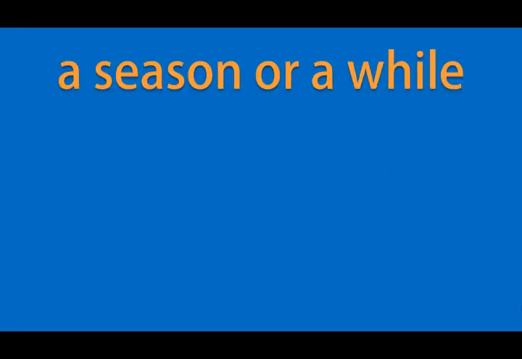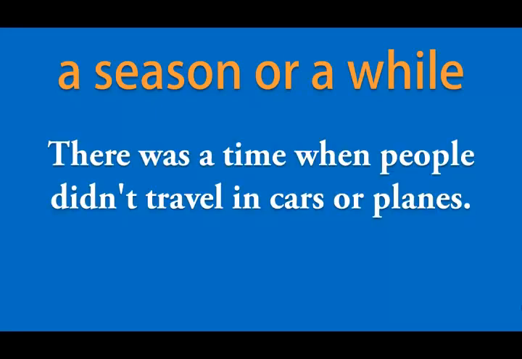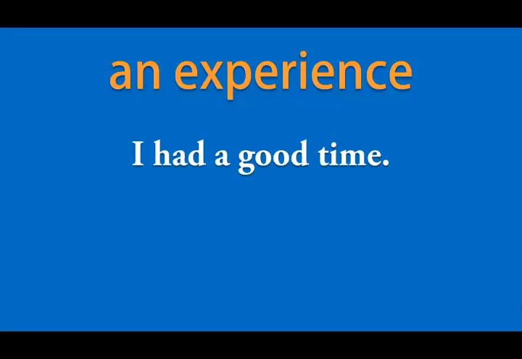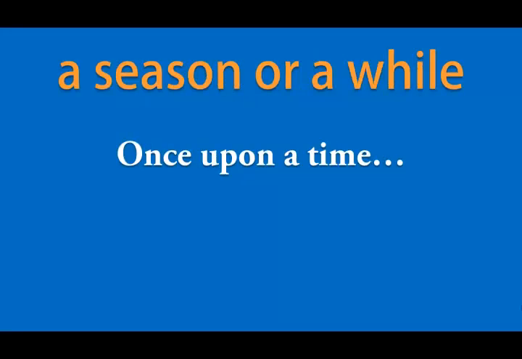Time can also mean speed, how long it takes to do something. She finished the race in 3:34. He finished the test in 1:07, 1 minute and 7 seconds. Time can also refer to a season or a while, a period of time. There was a time when people didn't travel in cars or planes. Time can also refer to an experience. I had a good time. My mother used to tell me when I was growing up, whenever I went to a party or anything, she'd say, now don't forget, when you leave, tell them you had a good time. I think you'll agree that during the stories that are told, once upon a time always means a season or a while. Long ago in a season of time. Long ago during a while.